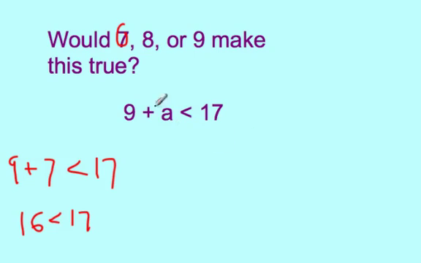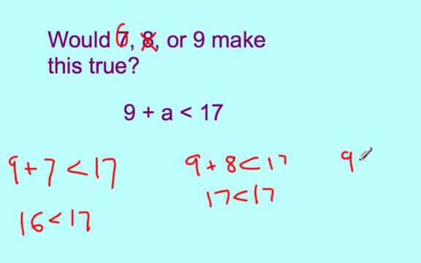Now if we try it again, 9 plus 8 this time, is that less than 17? That's kind of where this can be confusing. 9 plus 8, if you add that up, equals 17. And is 17 less than 17? Well, it's equal to 17, right? But it's not less than 17. So this number right here would not work. And then if we do 9 plus 9, I think you might be anticipating the result here. 9 plus 9 is not less than 17.